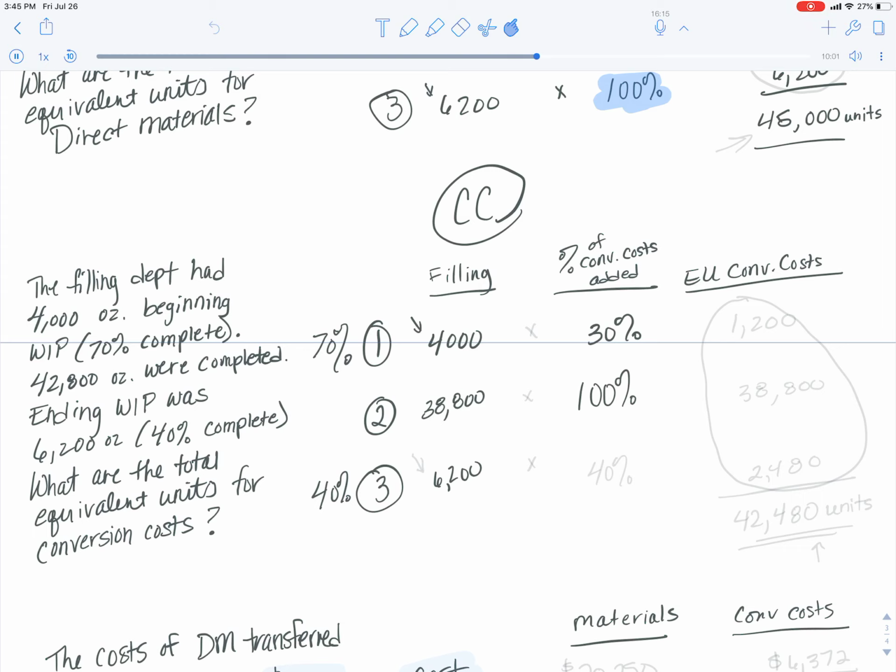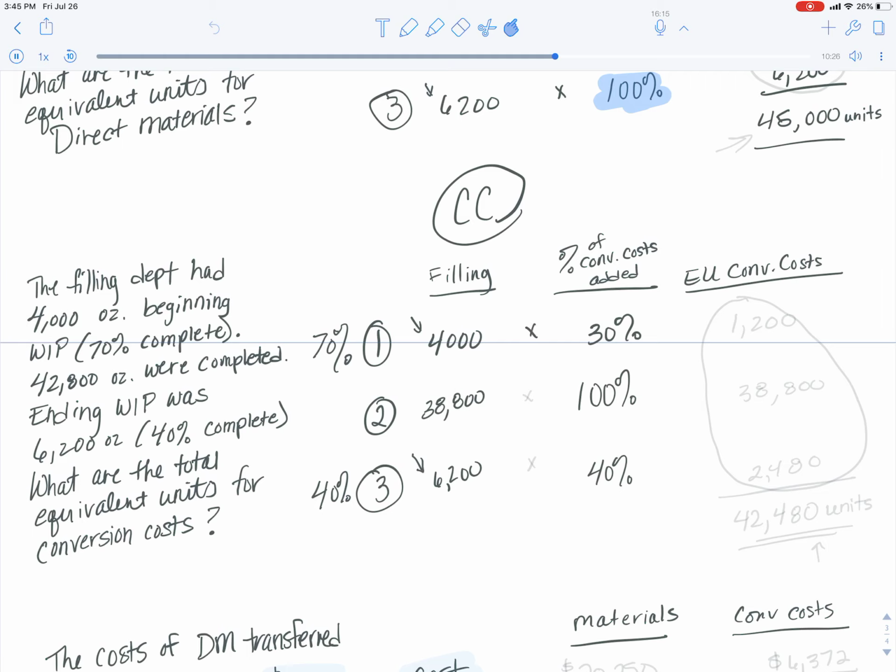And then in group 3, this group was started this month. So if it's 40% complete, that means that 40% of those costs were completed this month because it was started this month. So you're going to put 40 in group 3. Next month, group 3 will become group 1, and the other 60% will get added.